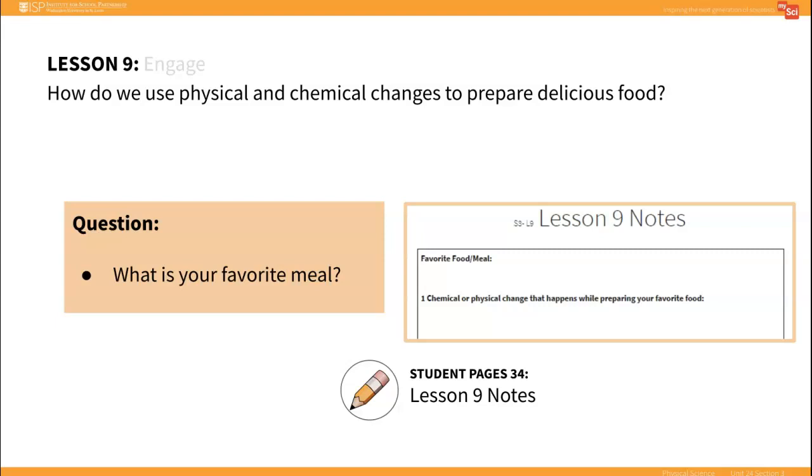Have them record this in their Lesson 9 notes found in their student journal. At this time, they should also indicate one chemical or physical change that happens while they're preparing their favorite food. This could be cutting, chopping, melting, cooking, baking, peeling, mixing, really any change they're going to make to their food.